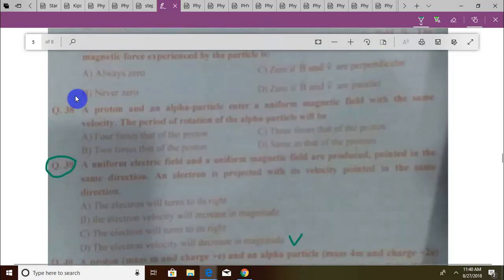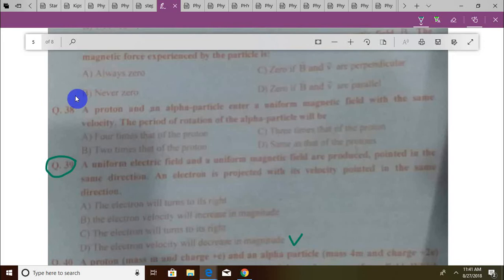A proton and an alpha particle enter a uniform magnetic field with the same velocity. V same है. So the period of rotation of the alpha particle will be, इसको निकालने के लिए एक फॉर्मूला है, m into omega square into r is equal to b into q into v भी कर सकते हैं. ये ठीक है. सो वो बन जाता है m into 4 pi square over t square into r is equal to b into q into v.